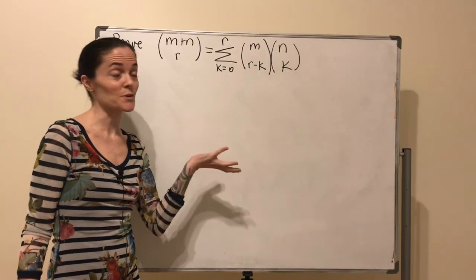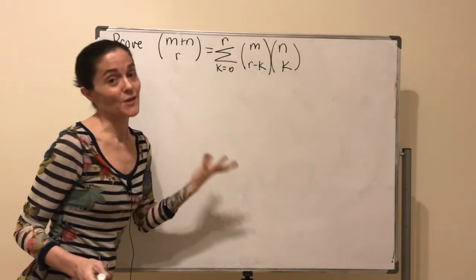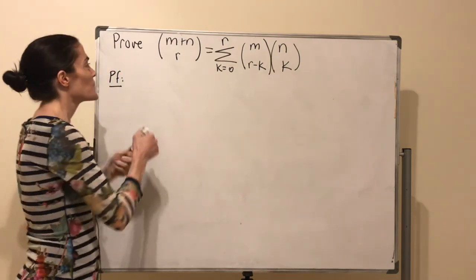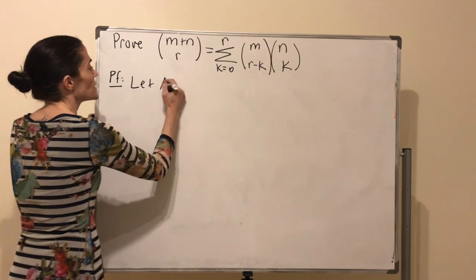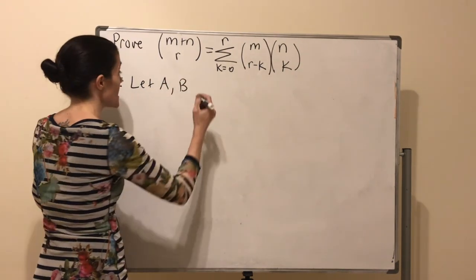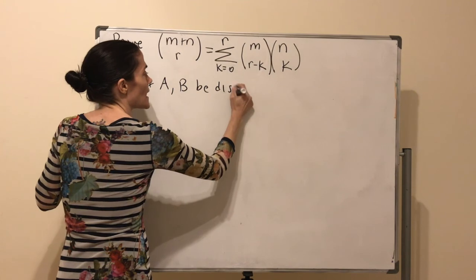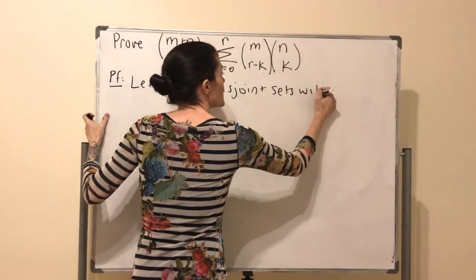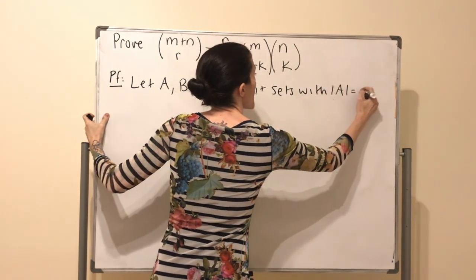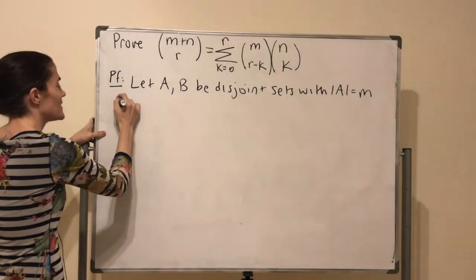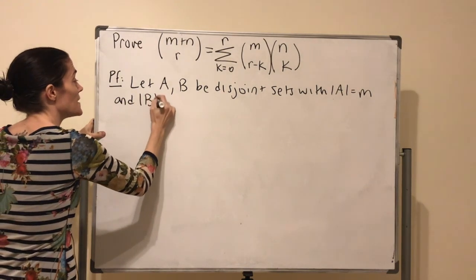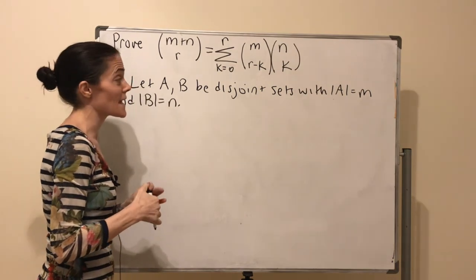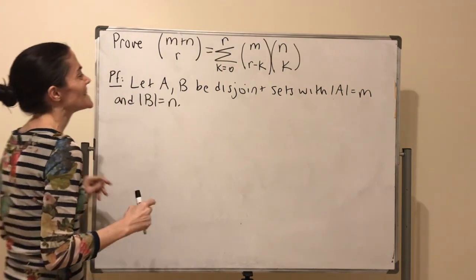Here's another combinatorial identity. We see a single binomial coefficient on one side, and so let's count subsets. This time I'm going to let A and B be two sets, and I will make them disjoint, with cardinality of A is m and cardinality of B is n. Now if you have disjoint sets, that means that A intersect B is the empty set.